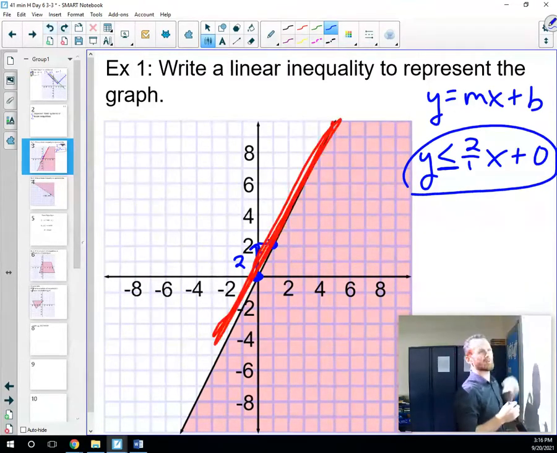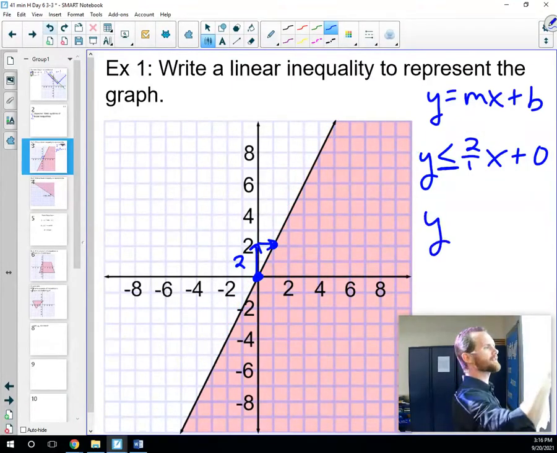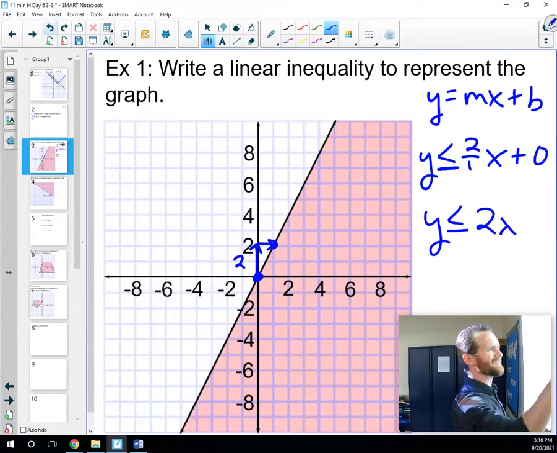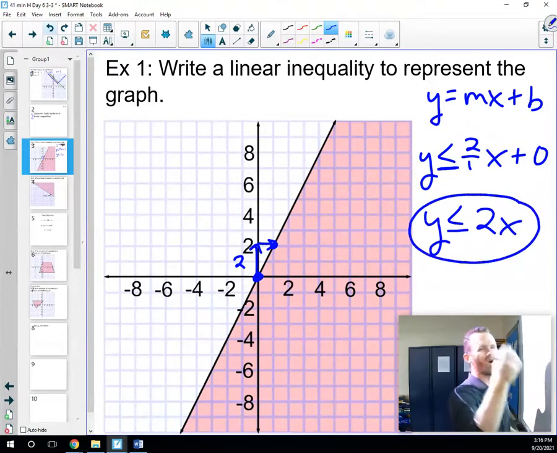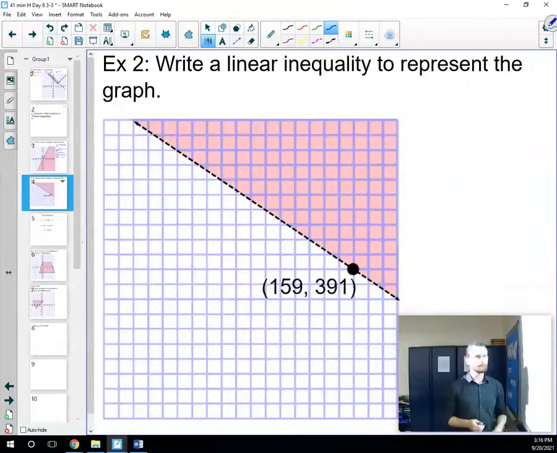Actually, let's rewrite that a little bit better. Undo. There we go. Let's rewrite this as y is less than or equal to just 2x. That's a little simpler. We don't need that plus 0 or the denominator of 1. That's a much nicer answer. All right, that's example 1. Wasn't too bad. But example 2, what if we have something like this?